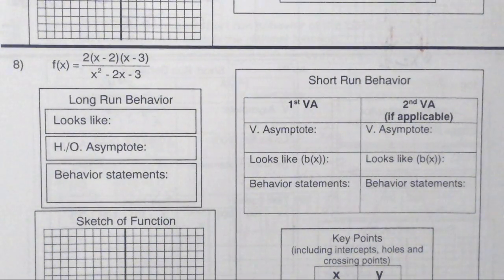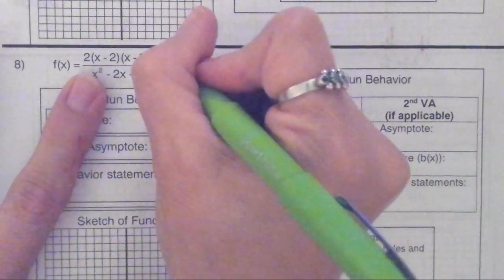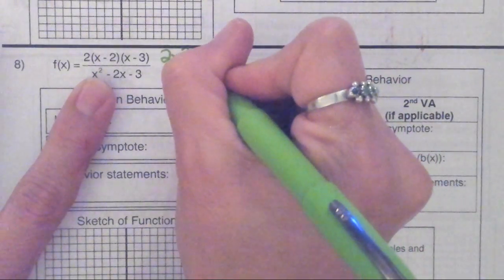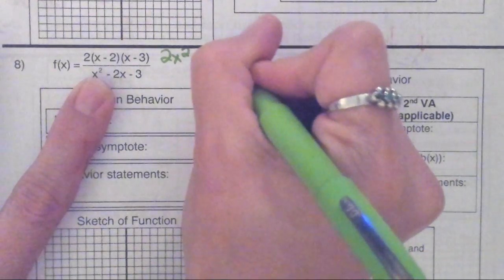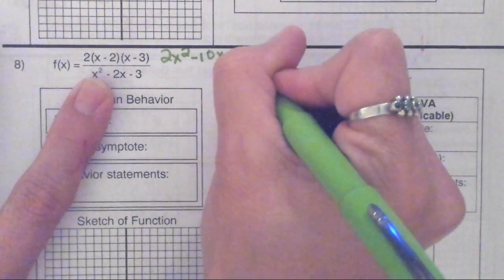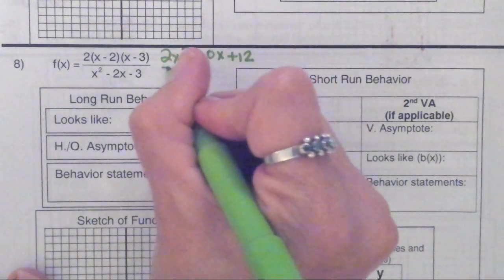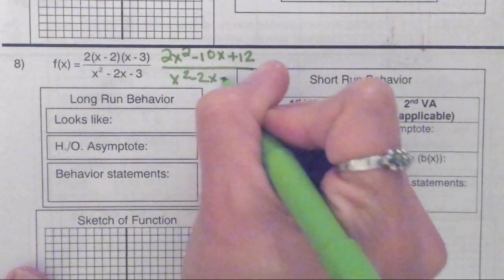Multiply. You have to multiply. I got to FOIL it. Okay, and I'm going to ask you to trust me. When you FOIL this, we get 2x squared minus 10x plus 12. So if I were to take the time to do the FOILing, that's what we'd all get. And that would all be over x squared minus 2x minus 3.